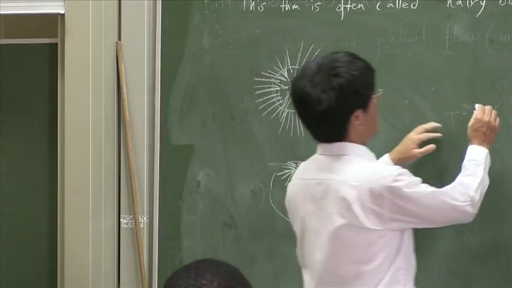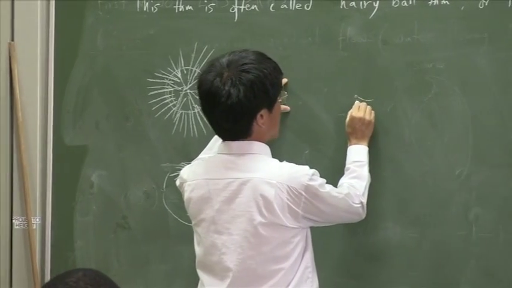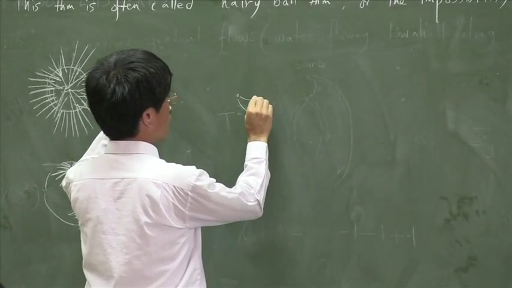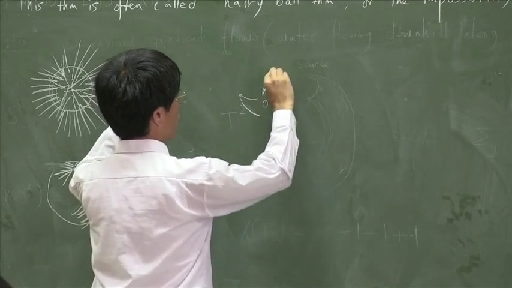A much better representation might be like this. Suppose that you have a hedgehog. In case you don't know what a hedgehog is in English, I'm sure you know in your own language, this is a hedgehog.